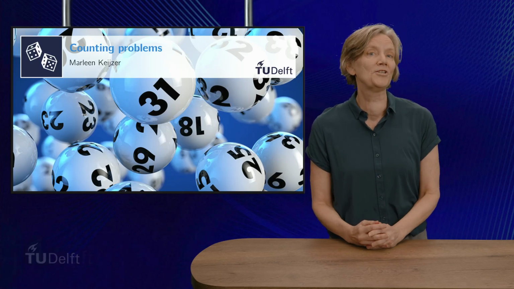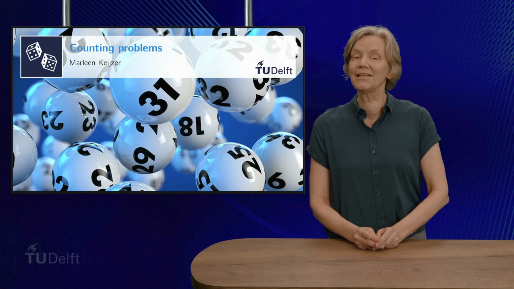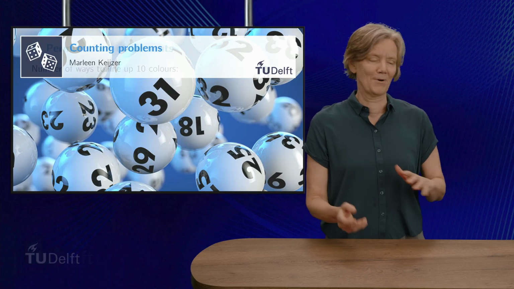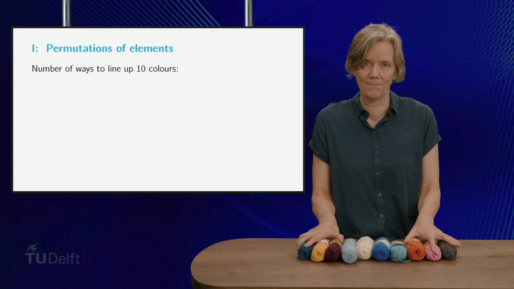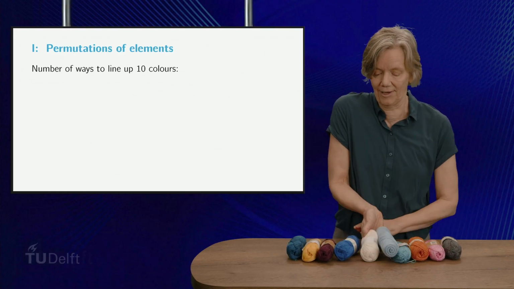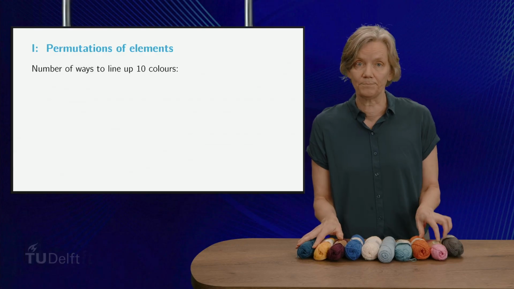In this video, I'll show you 5 counting problems and how to solve them. The first problem: in how many ways can these 10 colors be lined up? Each lineup is called a permutation.